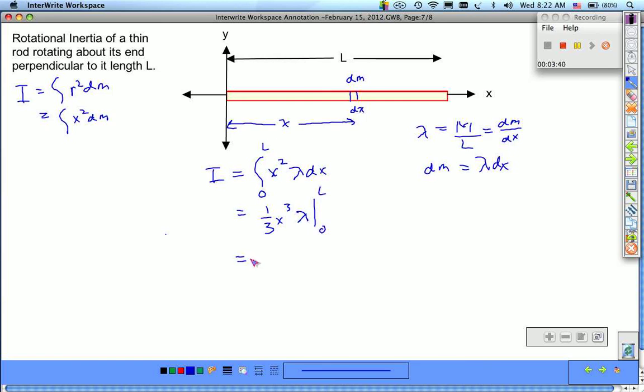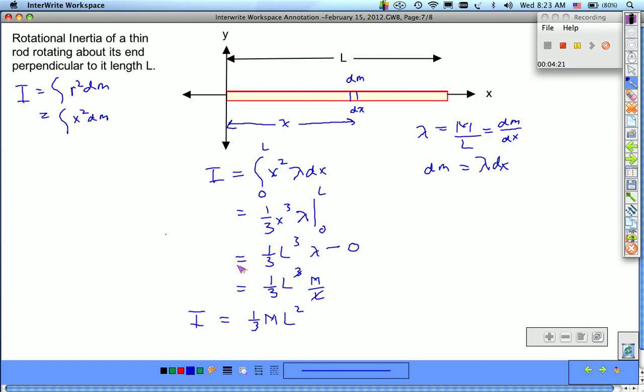If we substitute L for x, we get 1/3 L cubed lambda, minus, if we substitute 0 for x, we get 0. So it's fairly simple. Now, substituting M over L for lambda, we get 1/3 L cubed times M over L. One of the L's cancels, and we get the rotational inertia of a rod rotating about its end: 1/3 mL squared. And there you have it.